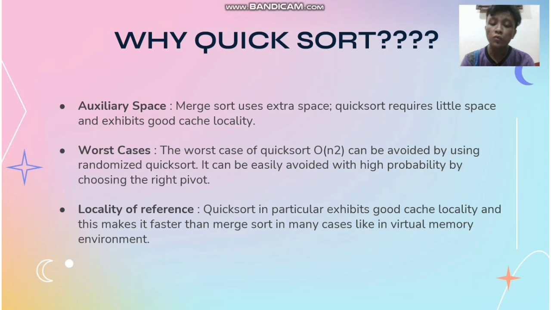The worst case of quicksort, or n to the power of 2, can be avoided by using randomized quicksort. It can be easily avoided without probability by choosing the right pivot. That means we can avoid the worst case of quicksort, or n to the power of 2, by using randomized quicksort. When we use randomized quicksort, the probability of choosing the right pivot is high.